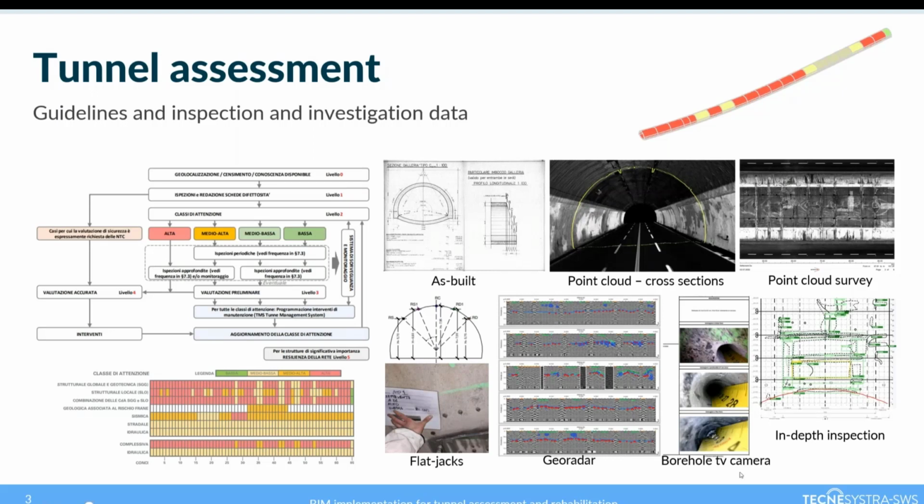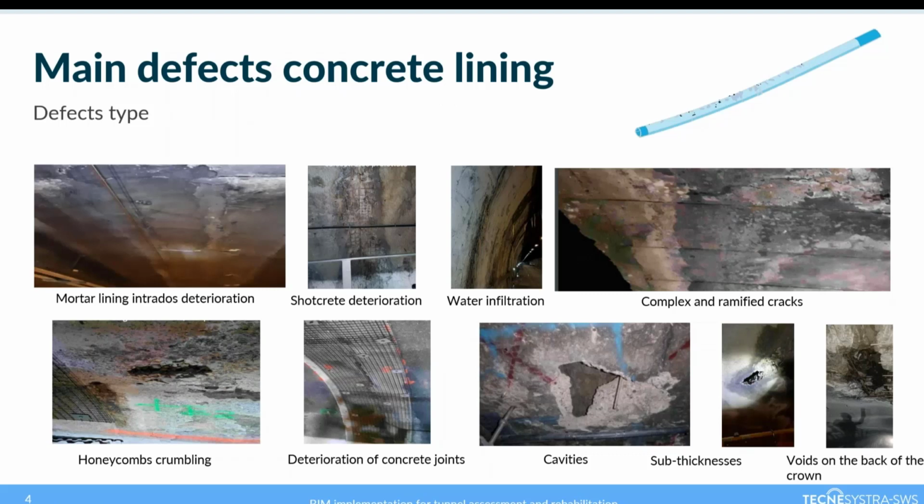From the investigations, we have data coming from the as-builts, from the maintenance interventions, accounting documents, flat jack checks, borehole TV camera, core drilling, laser scanner survey, georadar, and in-depth investigations. The in-depth investigations give us the defects and investigation mapping. The main defects of the concrete are mortar lining deterioration, shotcrete deterioration, water infiltration, complex and ramified cracks, honeycomb scrambling, deterioration of the concrete joints, cavities in the lining, sub-thickness, and voids on the back of the crown.